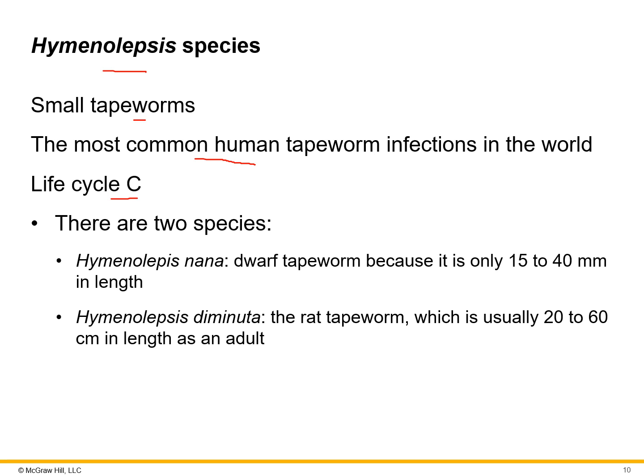The larvae are hatched, the worms start to mature, and then the infected muscle tissue is consumed. Two species, the nana and the diminuta. The first one, the nana, so think about nanometers, really small. These are dwarf tapeworms that are only 15 to 40 nanometers long. And then the rat tapeworm, again relatively small, 20 to 60 centimeters as an adult.